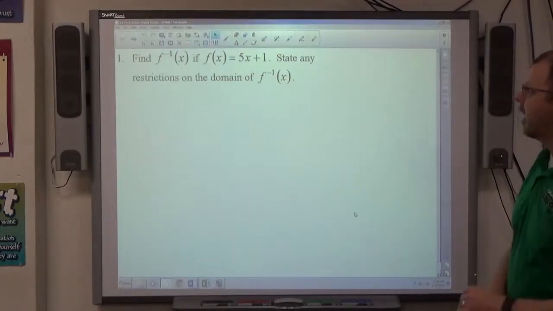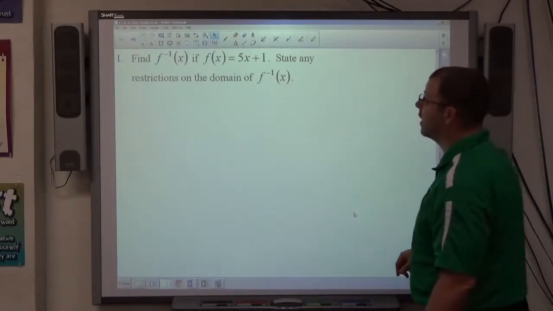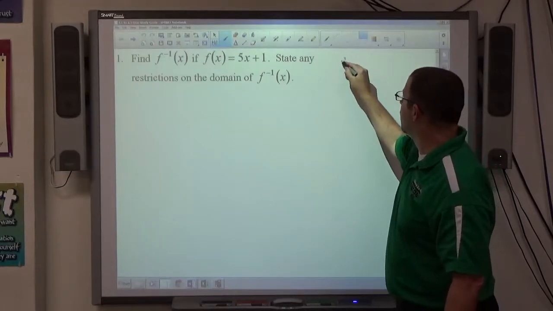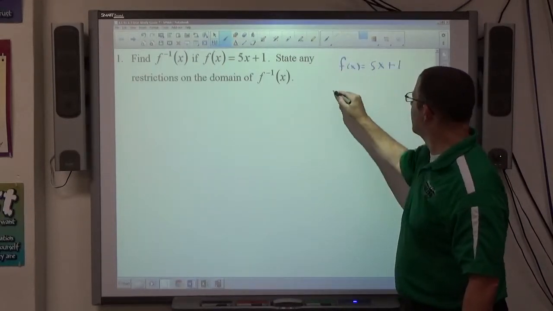Okay, problem 1 on the study guide. Find the inverse function f inverse of x if the regular function f of x equals 5x plus 1, stating the restrictions on the domain of f inverse of x. So we first of all start off with f of x, which is 5x plus 1, and consider its domain and range.